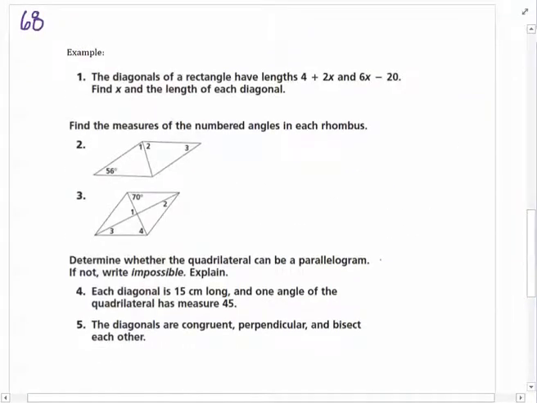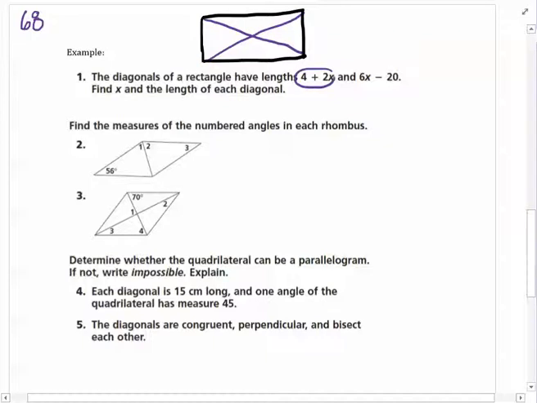Okay, so let's try some problems here. Let's do some examples. So the first one says the diagonals of a rectangle have lengths of 4 plus 2x and 6x minus 20. Find x and the length of each diagonal. Okay, well, we have a rectangle. The diagonals that they're telling us about are, so one is 4 plus 2x, maybe that's this one. And the other one is 6x minus 20, so maybe that's this one.